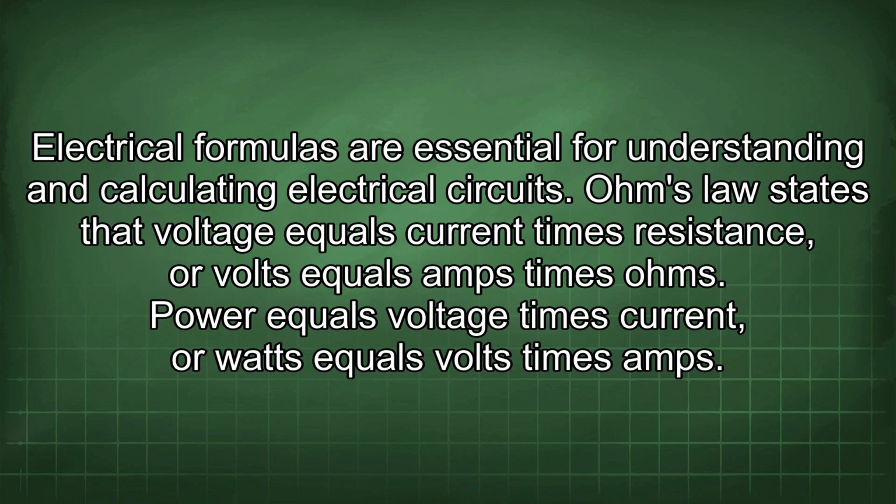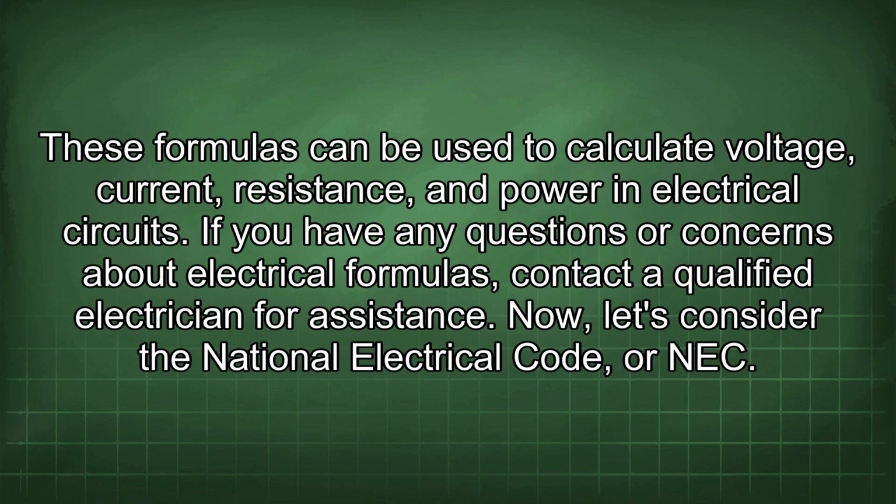Electrical formulas are essential for understanding and calculating electrical circuits. Ohm's law states that voltage equals current times resistance, or volts equals amps times ohms. Power equals voltage times current, or watts equals volts times amps. These formulas can be used to calculate voltage, current, resistance, and power in electrical circuits. If you have any questions or concerns about electrical formulas, contact a qualified electrician for assistance.